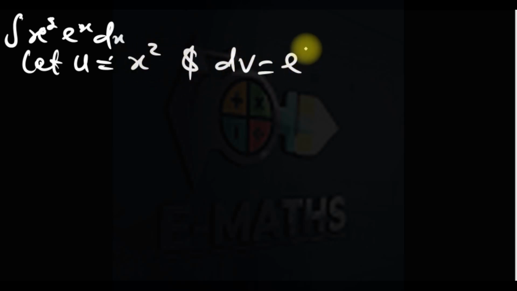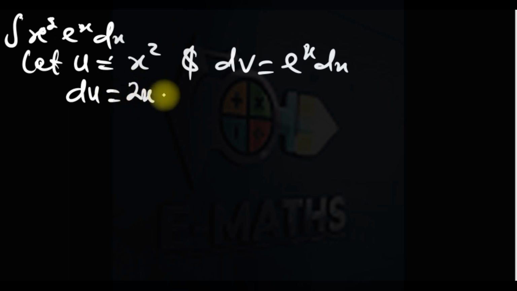Integral of x squared e raised to power x dx. So we let u, so polynomial comes before this, equal x squared, and dv now is e raised to power x dx. So we differentiate u, du over dx is now 2x, so du is 2x dx, making du the subject of formula. And if you integrate dv you get v; the integral of e raised to power x is also e raised to power x.